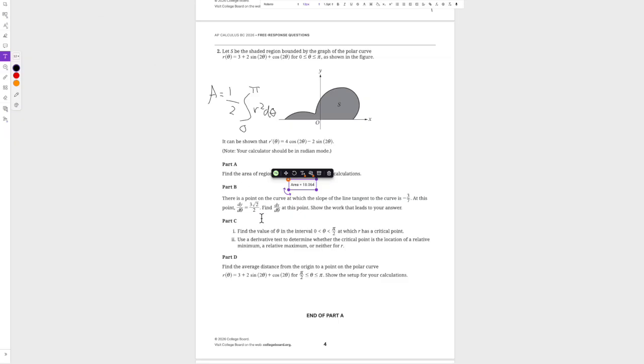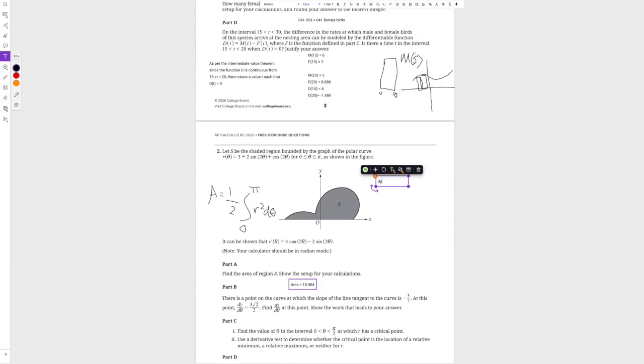Now on to part B. There exists a point on the curve at which the slope of the line tangent to the curve is -3 over 7. At this point, we have dy d theta, and we need to find dx d theta. Well, this is also really great. Remember that this curve is in terms of x and y right now, meaning the slope of the tangent line is dy over dx. Right now, we have dy d theta, and we need to find dx d theta.